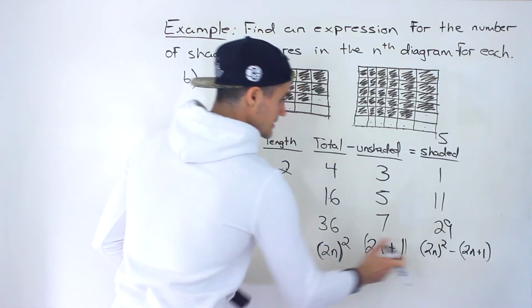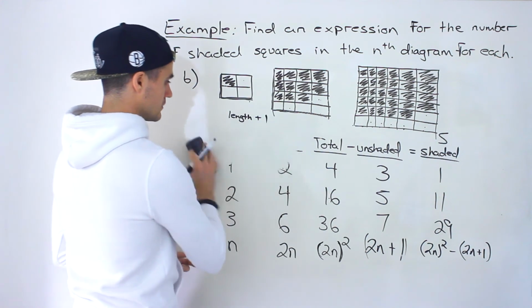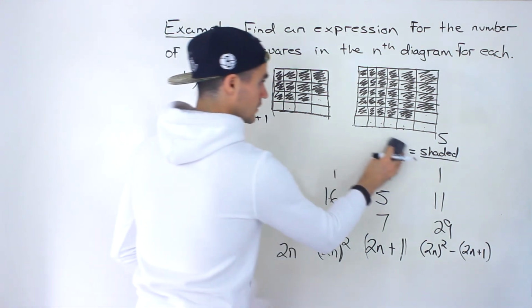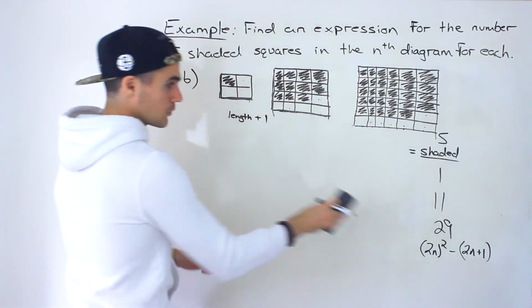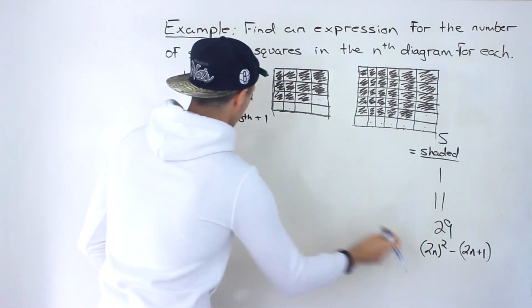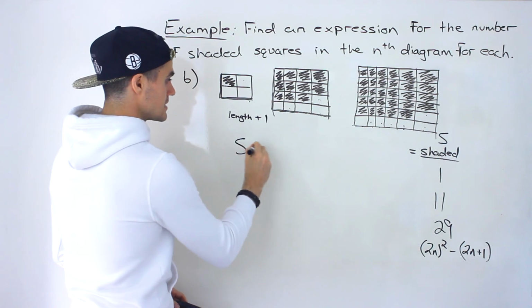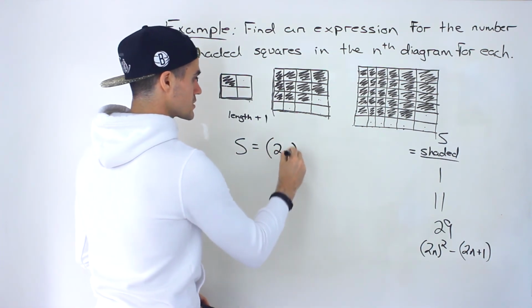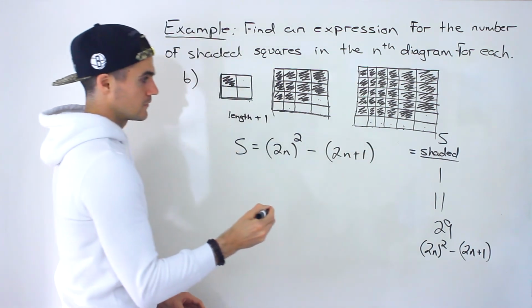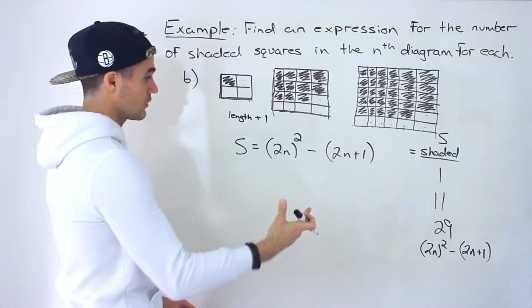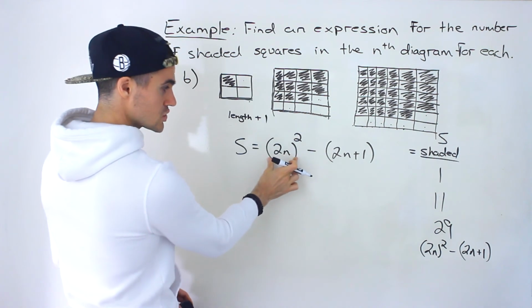Now this is definitely not simplified, right? The teacher's not going to allow it. Maybe some will. I wouldn't personally. I would want that simplified. So we have to simplify this. Let's actually write it. S equals 2n squared minus 2n plus 1 over here. This is another trick for the question. It's not just n squared, it's 2n squared.